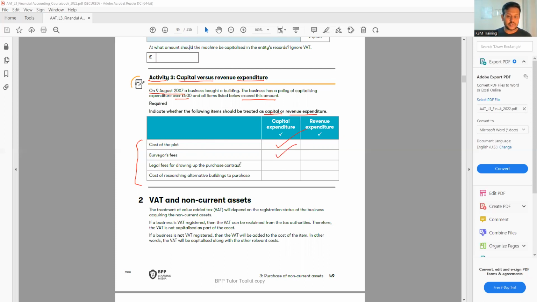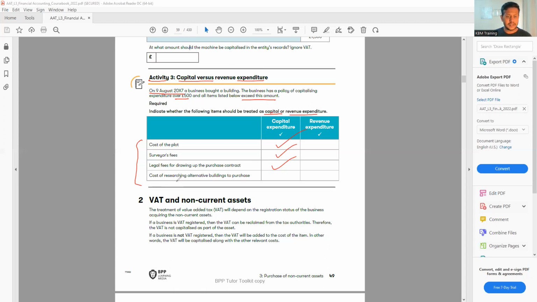Legal fee for drawing up the purchase contract. This is for the solicitor. If I would like to buy land, I have to take help from the solicitor and I need to pay for that. So it is part of the professional fee cost. So that will be our capital expenditure.